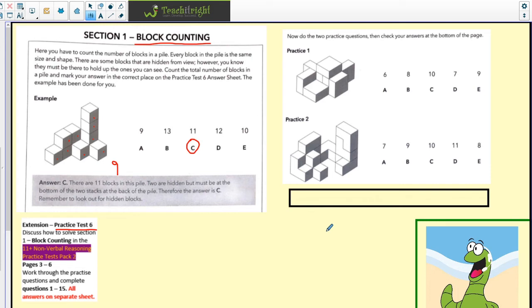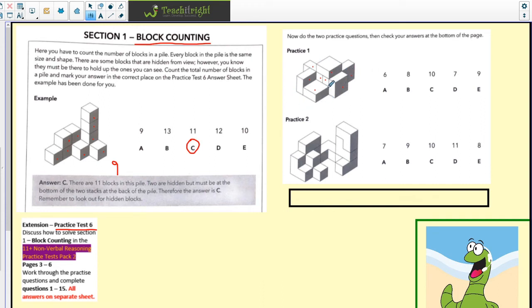So pause the video, and I'm going to start going through now and do them myself. So again, I'm going to do as I said. I'm going to say I can see 1 block, 2 blocks, 3 blocks, 4 blocks, 5, 6, 7, 8. But now I just have to think to myself, are there any blocks that are floating on things that I haven't seen?